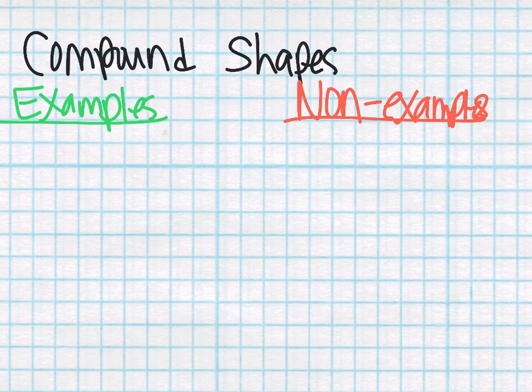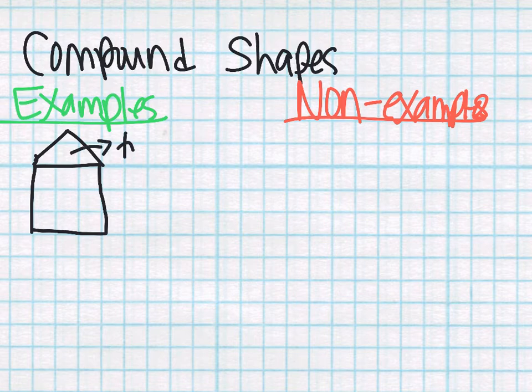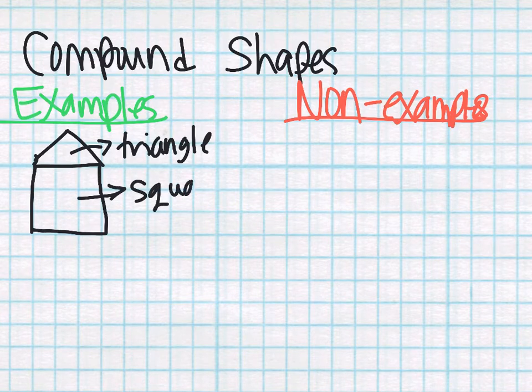Okay, so let's say I have a shape that looks like this. This is a compound shape. It has a triangle and what's supposed to be a square. So, if I'm working with a shape like this, I want to break it down into a triangle and a square.